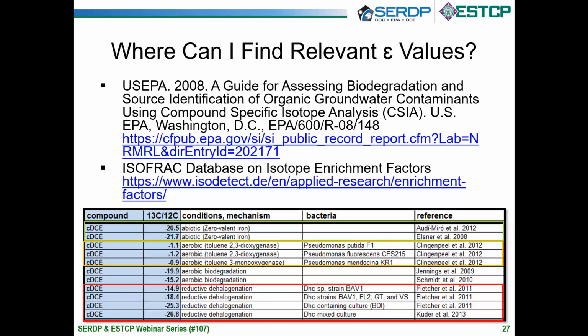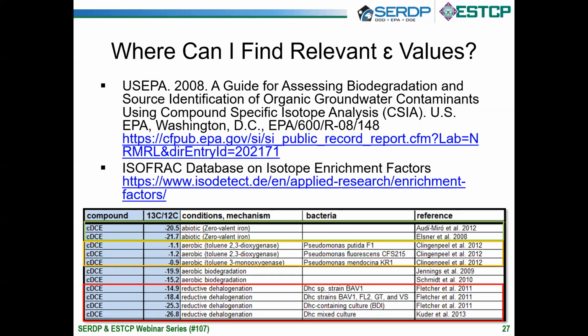Okay, so where can you find these epsilon values? I'll give you two sources here. There's an EPA document from 2008 that has a table which gives you relevant epsilon values for lots of different types of reactions with solvents and some other chemicals, MTBE and a bunch of others. And then there's a database online called Isofrac. Essentially it's an Excel spreadsheet, a compilation of fractionation factors, or enrichment factors, from lots of different papers over time.